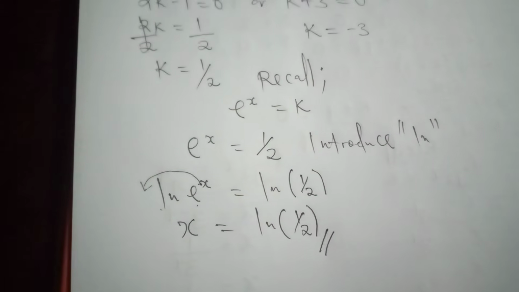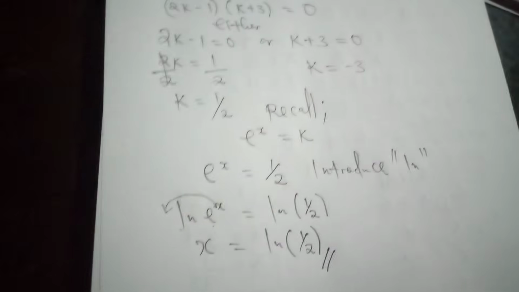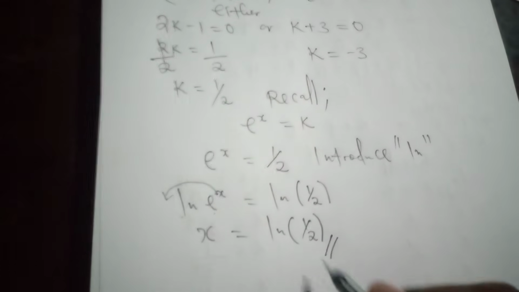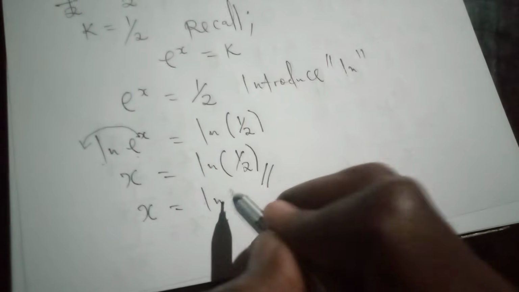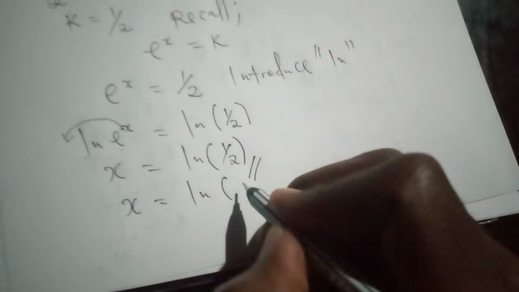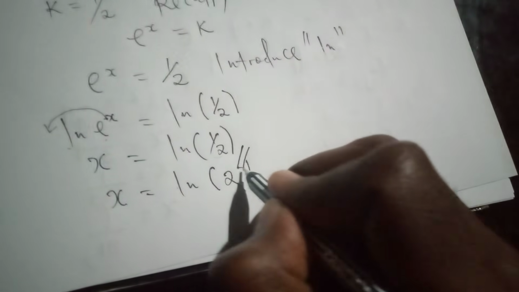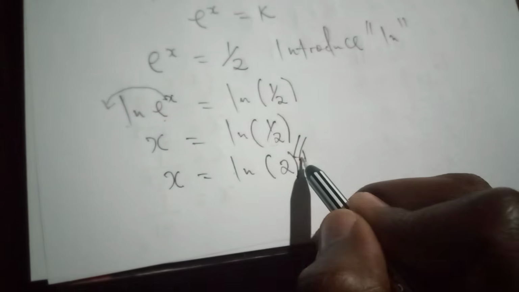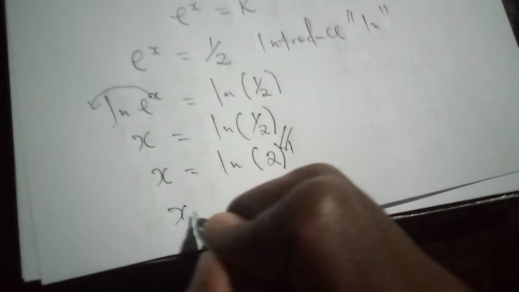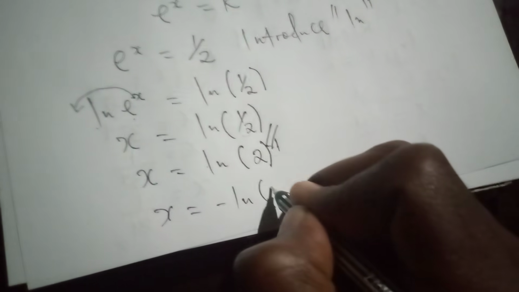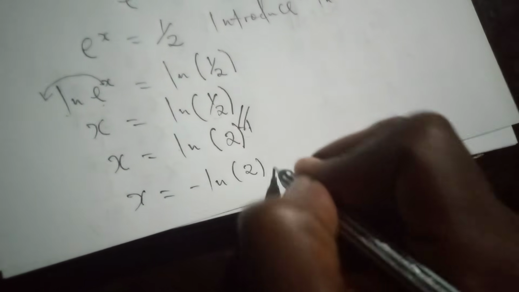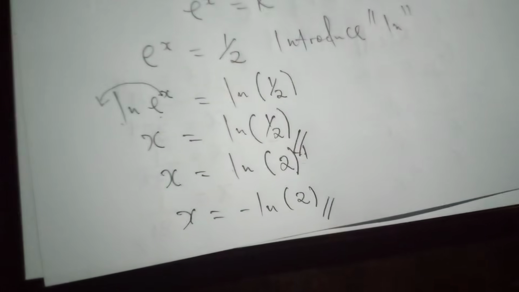So let's also try to calculate for negative 3. So before we go to that of negative 3, other people can simplify this one to say ln of what is inside there, which is the same as writing negative 1, and then they make this negative 1 drop. So that is x is equal to negative ln of 2.